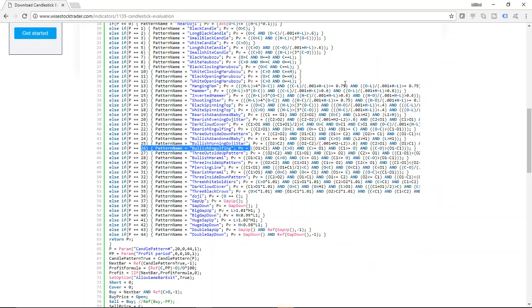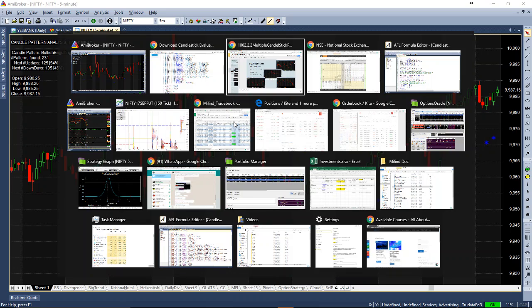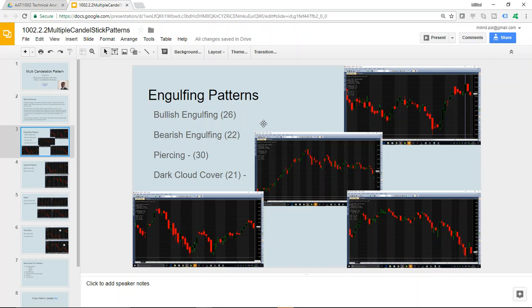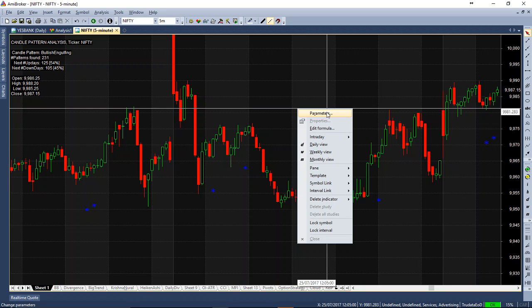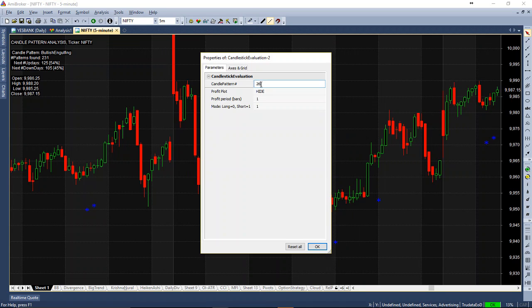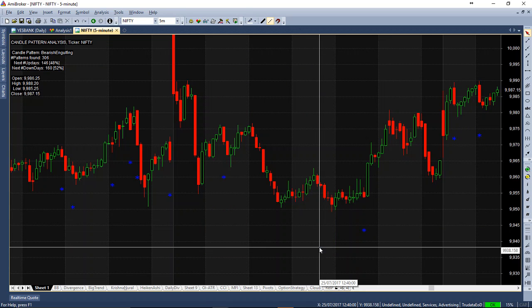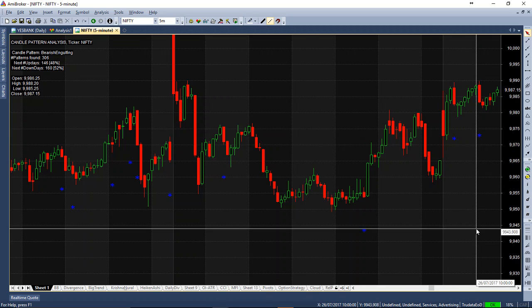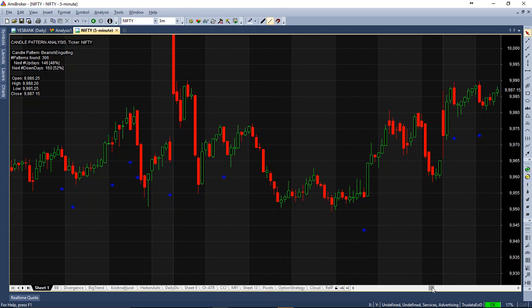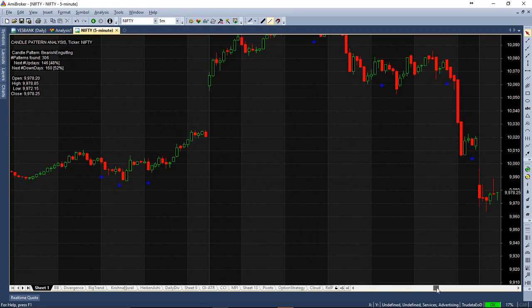Let's look at the bearish side of the story. Let me go to my presentation. Bearish engulfing is exactly the same. Let's show it on the chart here for you. Let me choose the one that I want to show you.